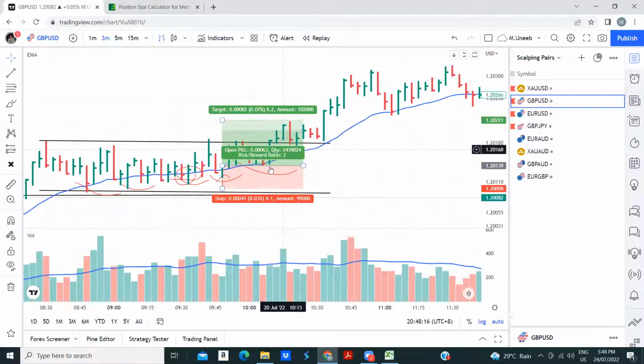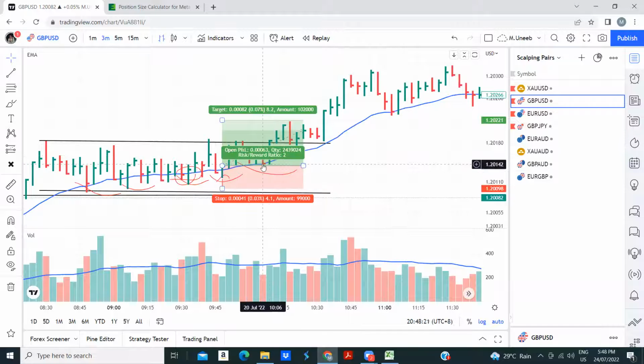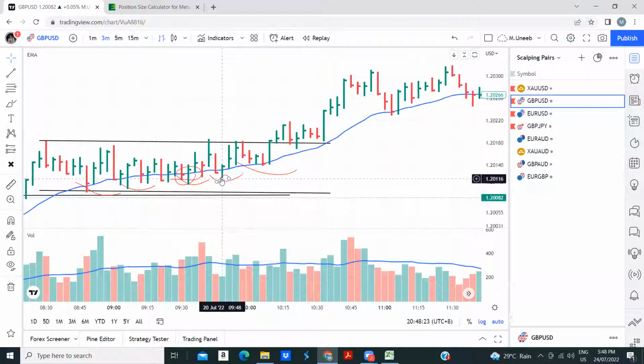If you miss this one, here as well we have no demand of the VCP pattern. No demand, and it comes right on the moving average. You see, it comes right on this moving average. This moving average is also the reference line. Or you can also draw a line like this.